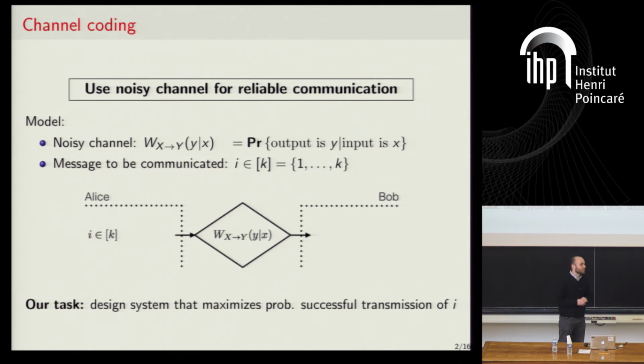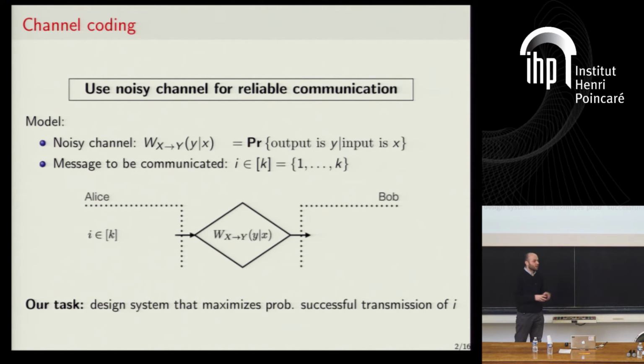So we have a noisy channel, which we'll denote by W. Everything is finite dimensional here. The input I'll label X, and Y is a noisy version of X. So the probability of obtaining Y given X is given by W of Y given X. Now we have two parties, Alice and Bob. Alice wishes to communicate a message, which I'll call I, to Bob. The number of messages she wishes to communicate is a number between 1 and K. So K messages.